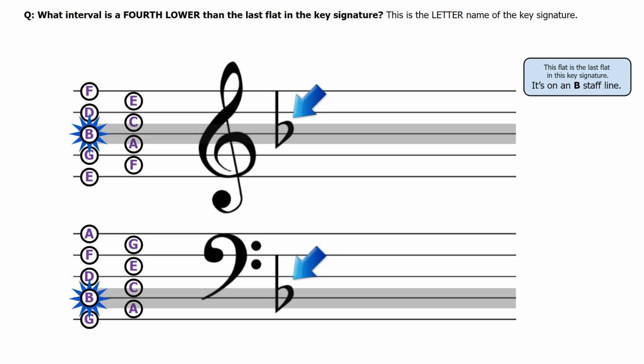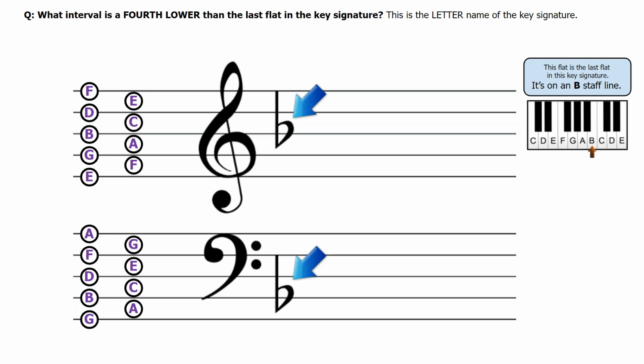And by looking to see what line or space runs through its center, we can see that this flat's letter name is B, because it's on the B line. Now, to help us find a fourth lower than this, let's first find this letter name on a piano keyboard. There it is.